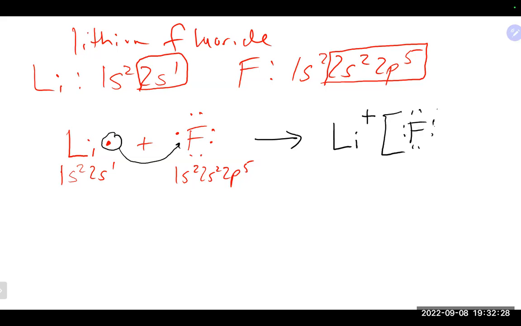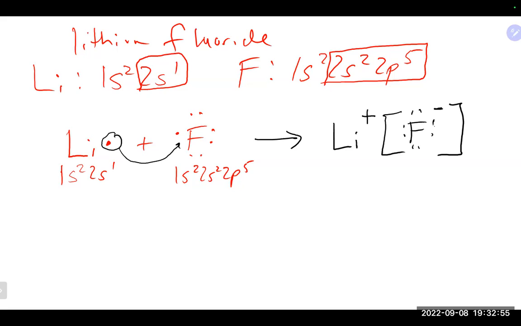And because it picked up an electron, we'll have a negative charge in this particular case. And this would represent the ionic bond between lithium and fluorine. A couple of things to note: they both have charges. And you should include the charges when you draw Lewis symbols for ionic bonding, because that indicates there's absolutely no sharing of electrons happening here.